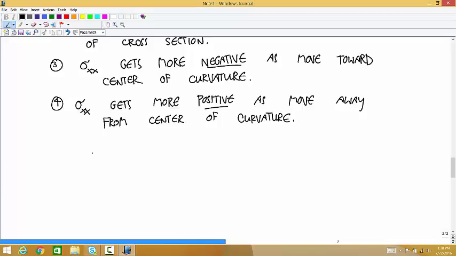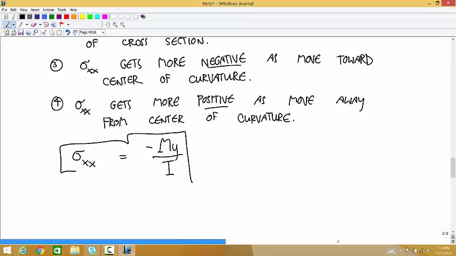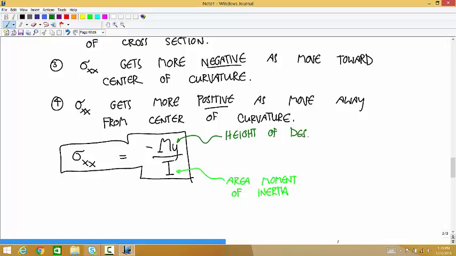Okay, so I'll give you the formula now, and then we'll talk about the two mathematical definitions we need before we can use it. So sigma xx is going to be equal to negative bending moment times the value y divided by uppercase I. This I is called the area moment of inertia. And this y is the height of the desired point above the neutral axis.